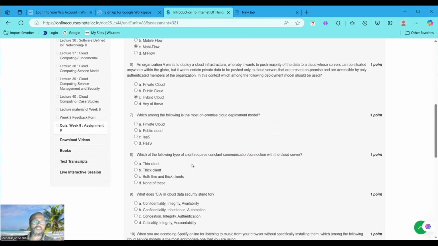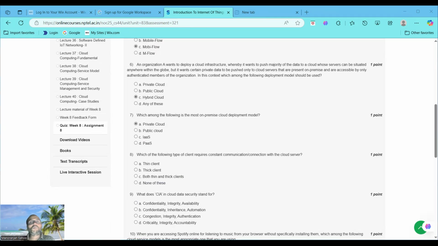Moving to question number 7. Which among the following is the on-premises cloud deployment model? The on-premises cloud deployment model goes to the private cloud. So 7, option A, private cloud. Where is a private cloud deployed? On the premises, that is within an organization's infrastructure, offering exclusive control because it is private.